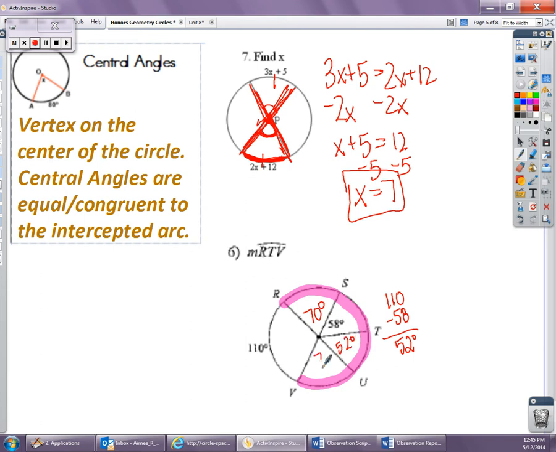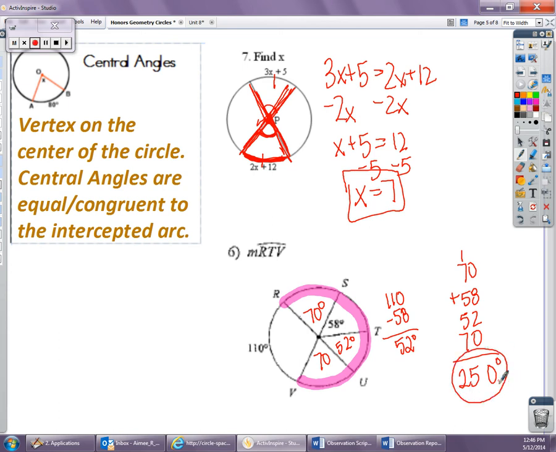I also know that this is 70 because they're vertical angles, and I'm going to add all these together. And when I do that, 70 plus 58 plus 52 plus 70, that's right. I should get 250. Let's see, 7 and 7 is 14, 15, yeah, 250. Okay, so I get 250 degrees.